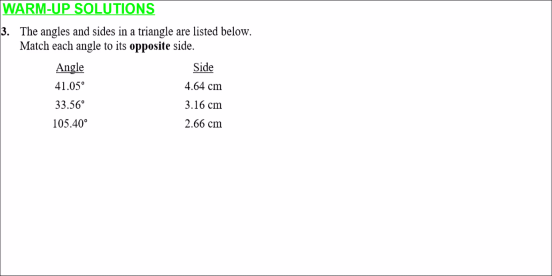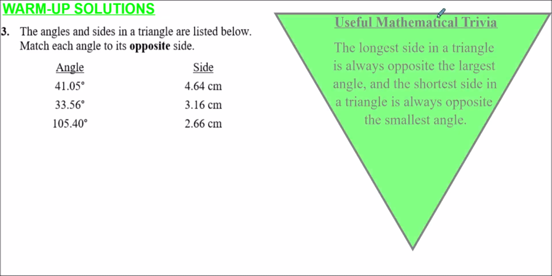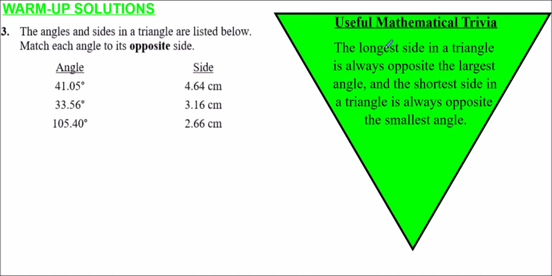So the fact I'm getting at here is this one. The longest side in a triangle is always opposite to the largest angle, and the shortest side in a triangle is always opposite the smallest angle. So if you draw a few triangles, it just is really, really obvious. But it's one of those things where if you don't consider things, it might not seem obvious at all. But once you know this, it's a trivial question. It couldn't really be any easier.